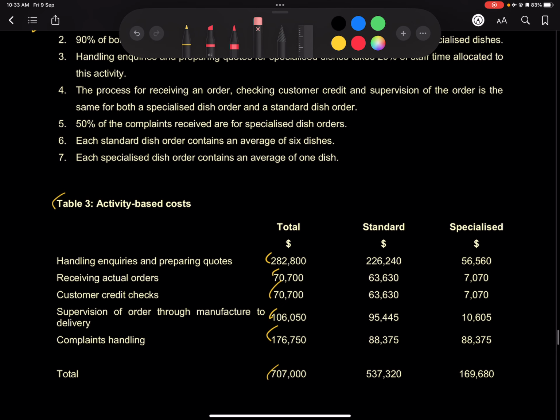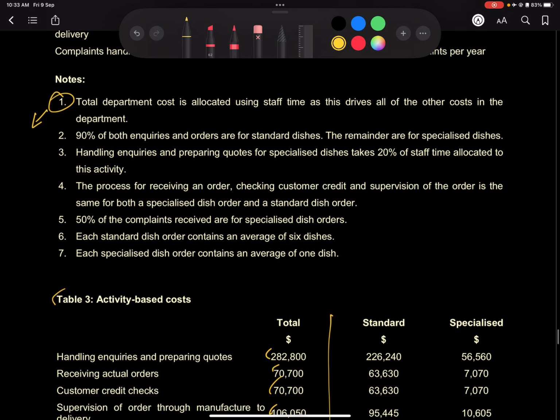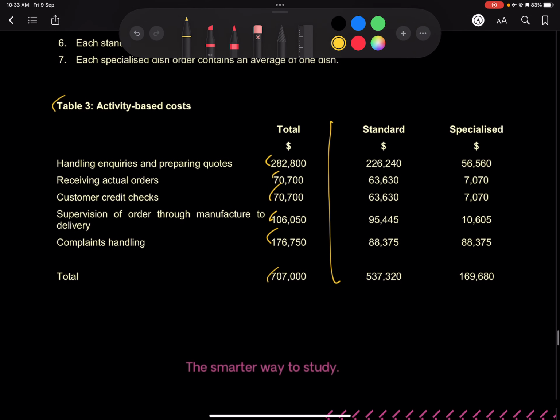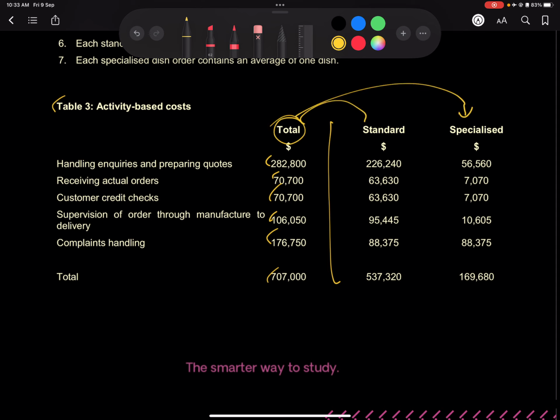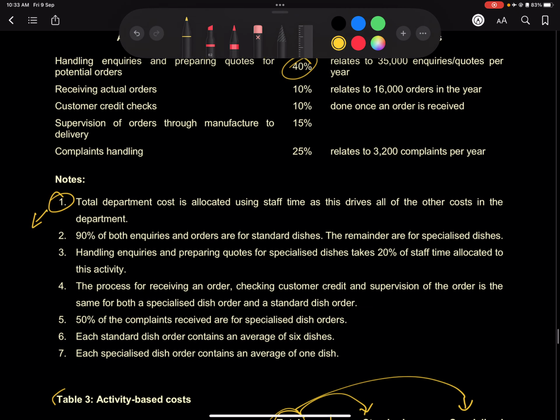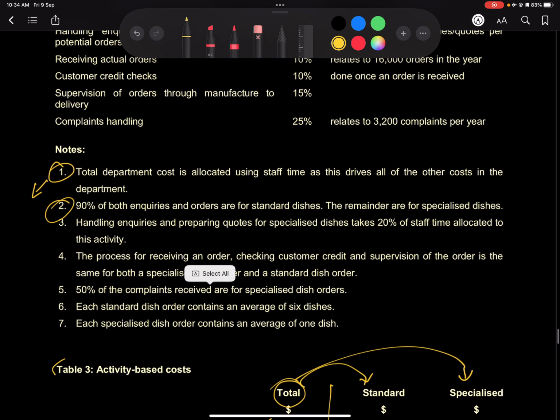So now comes the allocation part. Okay, now here I want you to listen very carefully. Here is the thing that you need to be careful about. Next thing, how do we need to now segregate this total cost to standard and specialized, based on this? So next thing we need to do is the notes. That's where the notes become very important, right over here.